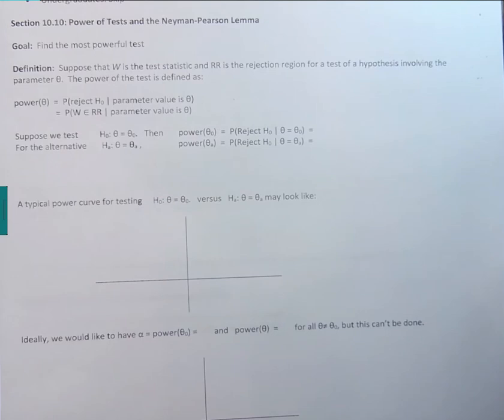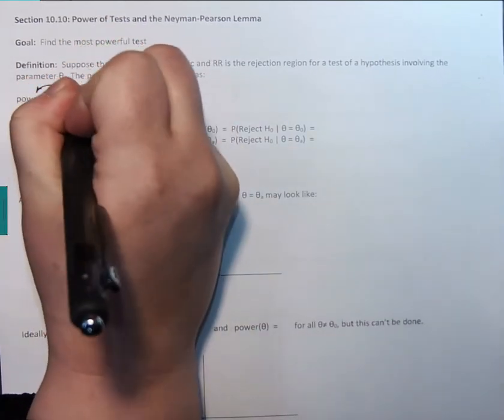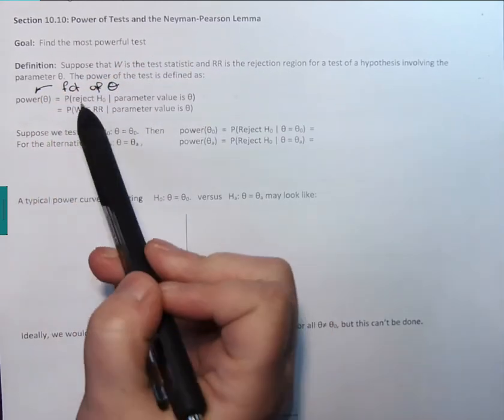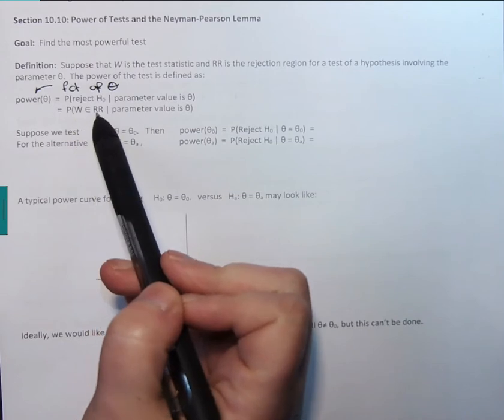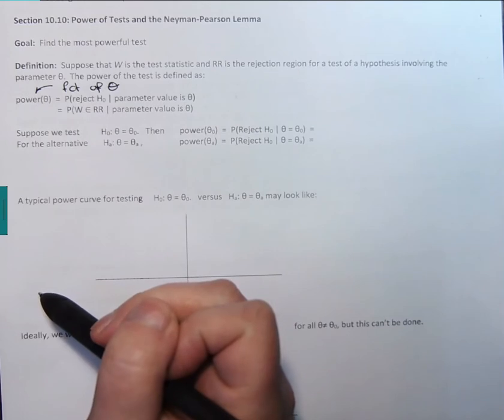Alright, so we've got a definition here. It says, suppose that W is the test statistic and RR is the rejection region for a test of a hypothesis involving the parameter theta. So the power of the test is defined as follows. This is the probability that we reject the null given the parameter is theta. Notice that the power is a function of theta. Whenever we reject the null, that occurs when W is in the rejection region and the parameter is equal to theta.